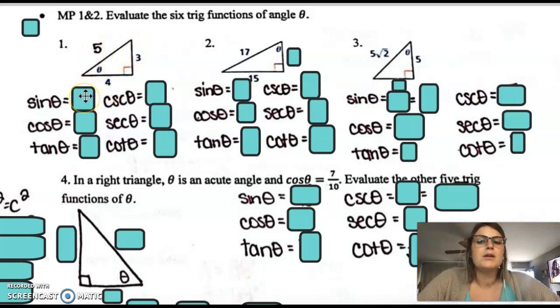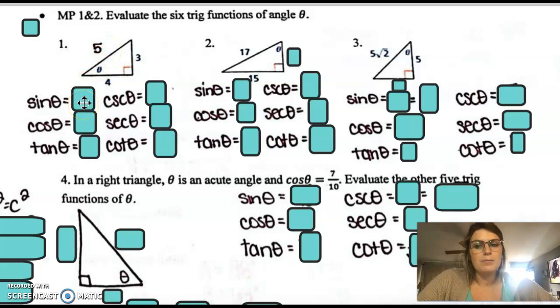Okay, so if you look at this, theta's in the bottom left. So straight across from theta is 3. That's the opposite side. The one that touches theta at the bottom is adjacent. So 4 is adjacent. And the hypotenuse is always across from the right angle. So 5 is the hypotenuse.